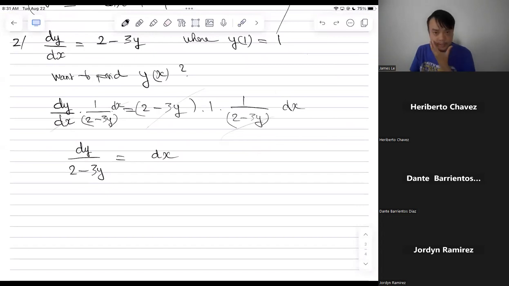Okay, so how can you integrate both sides? What is the left hand side? Anyone? What is the left hand side? We have a formula for that one.